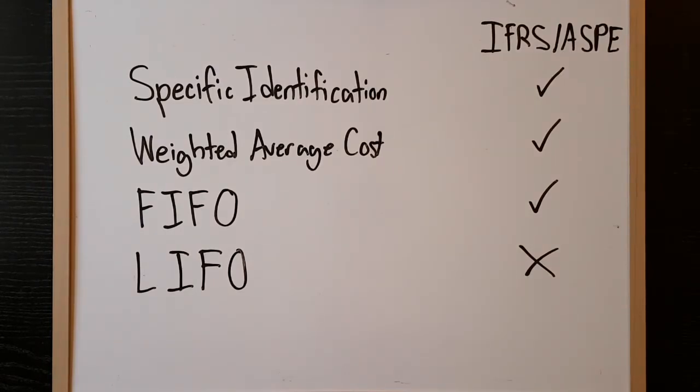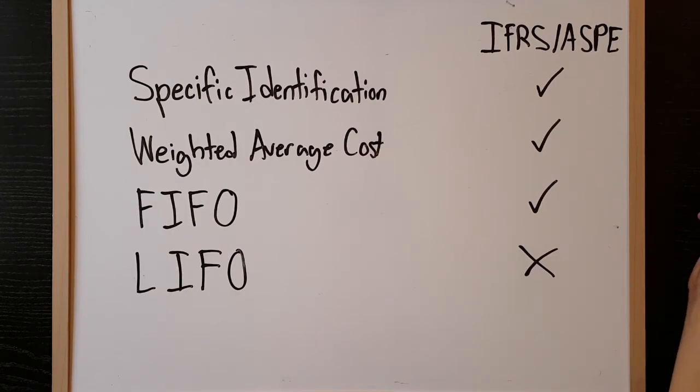To conclude, the correct inventory cost formula is the one that best approximates the physical flow of goods. For example, a grocery store might use FIFO for their produce inventory, because in their business they try to sell the older vegetables first to avoid spoilage.